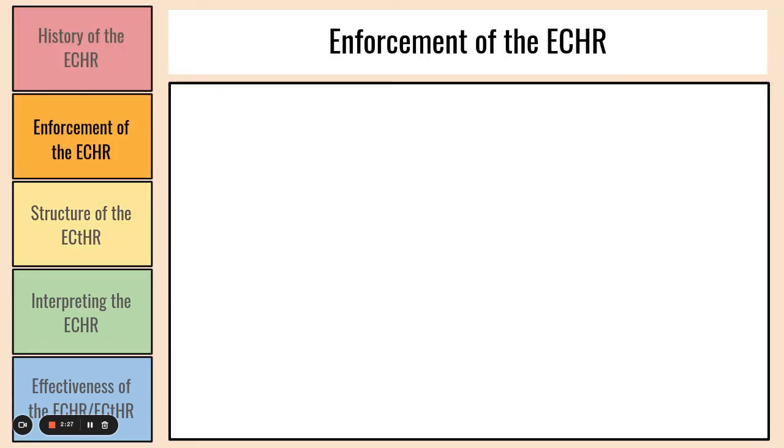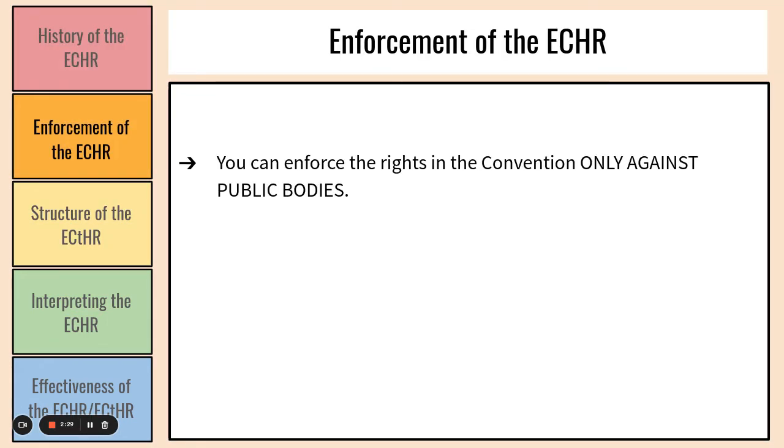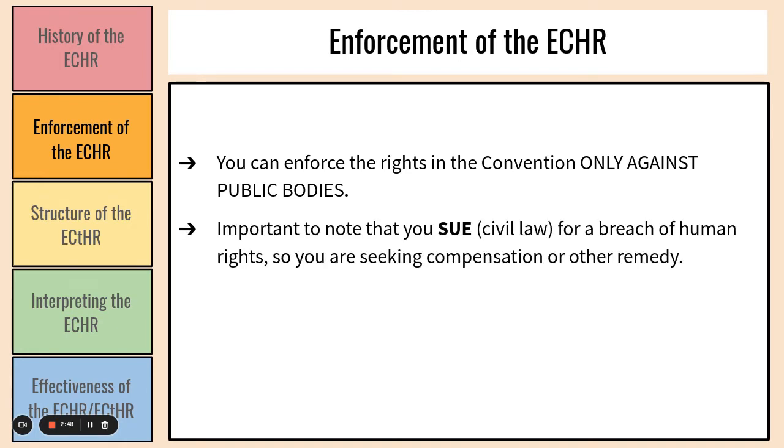Okay, so how is the European Convention enforced? You can enforce the rights in the European Convention against public bodies only. These are things like the NHS, the police, the prison service, any public bodies. It can't be against a private individual. That links to Section 6 of the Human Rights Act as well.